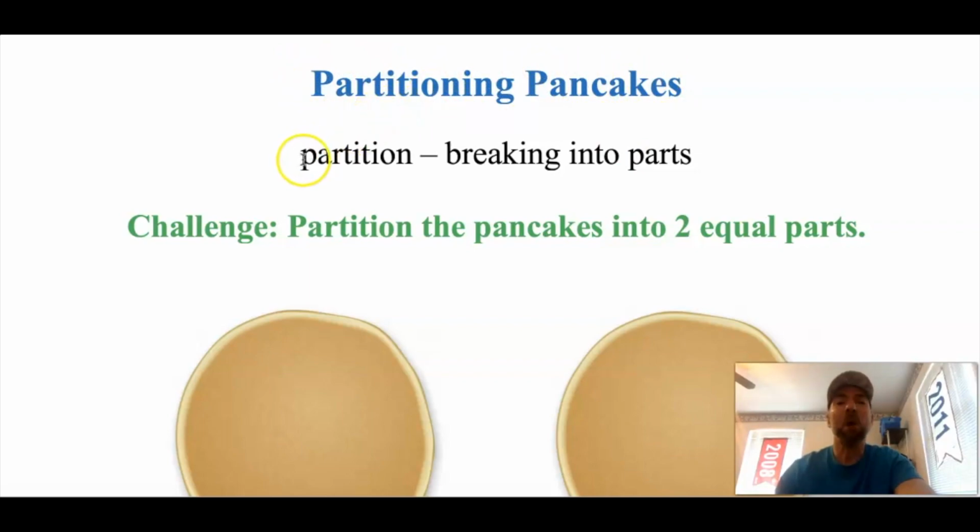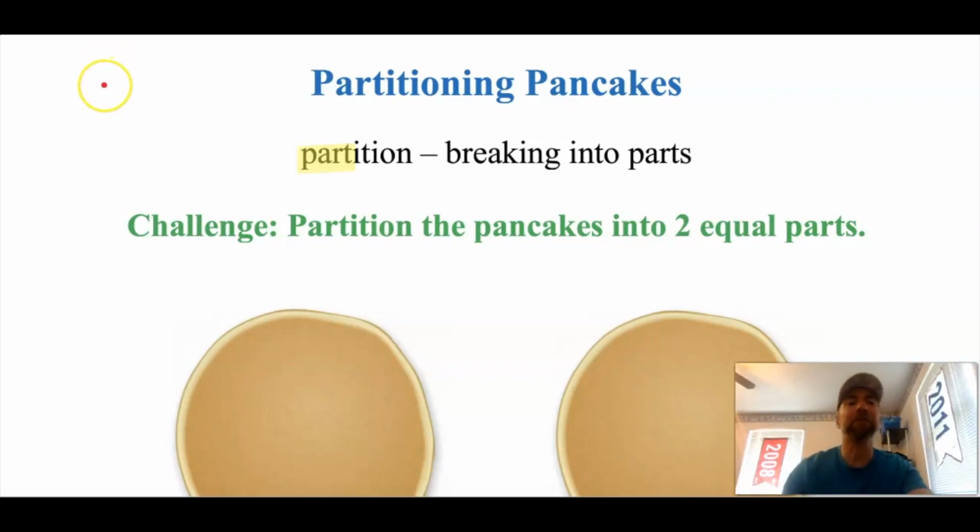Now, what does partition mean? Well, partition means to break into parts. Say that word for me, partition. All it means is to break into parts. And you can even see the word part in partition. So that helps us to remember what the word means.